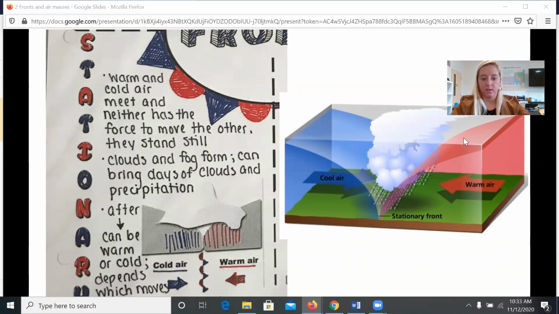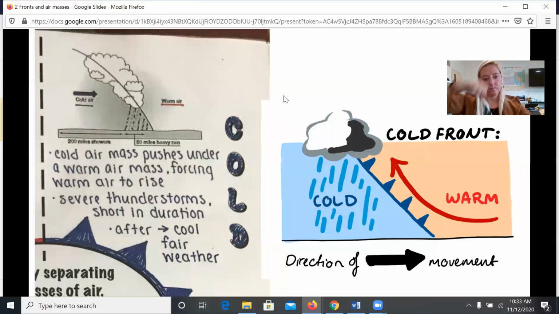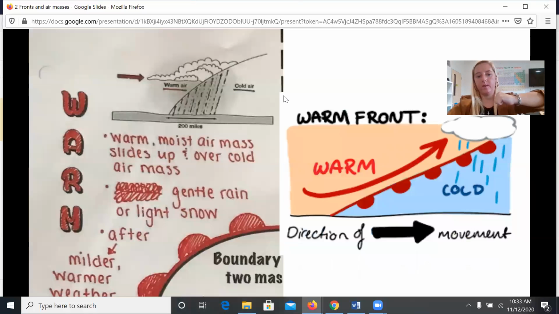In contrast, with our cold front, my warm air was at a standstill, and then my cold air comes in and pushes the warm air up and over. In contrast, with my warm front right here, my cold air was at a standstill. My warm air mass comes up and over as it moves, okay?